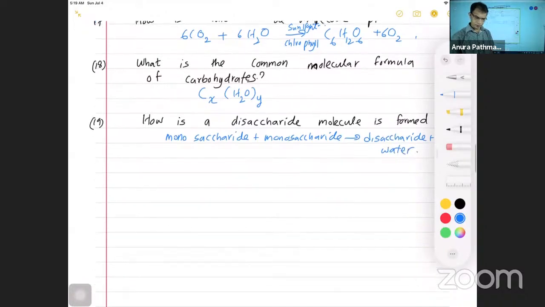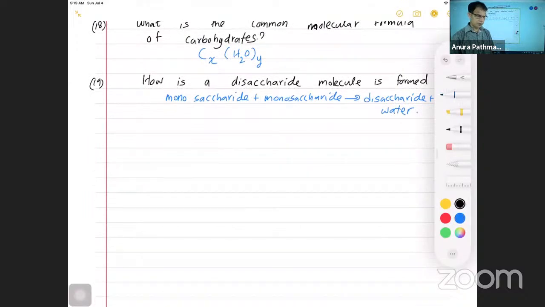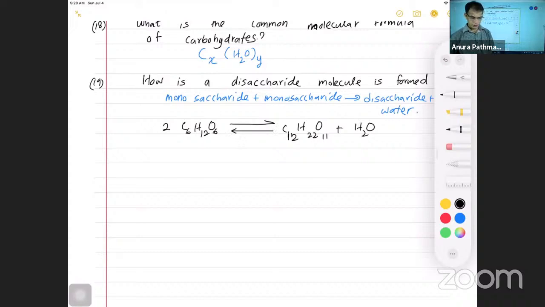Actually, this is not a permanent one. It is reversible. C6H12O6 will be contributing to make C12H22O11 plus H2O, and this is reversible. The water molecule is removed, that you can see, right?